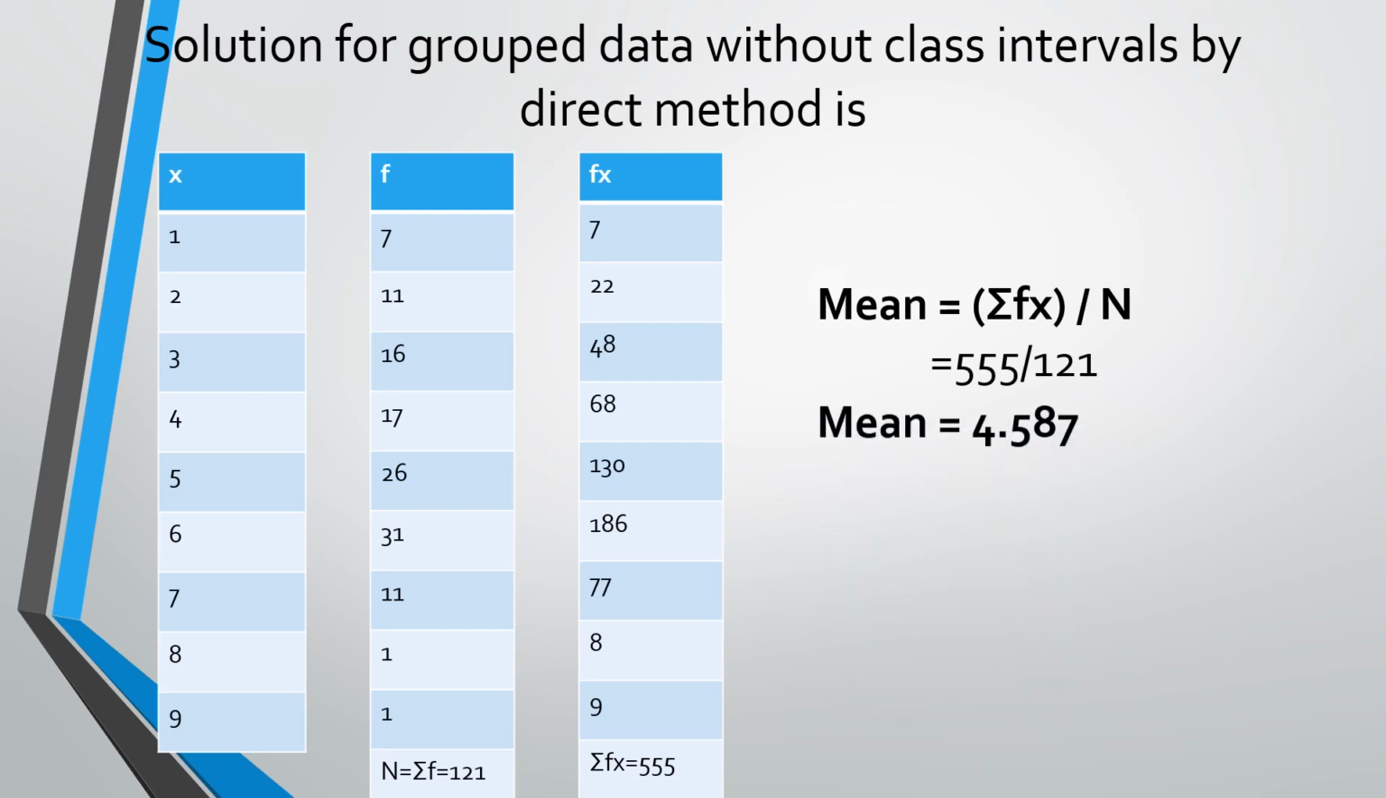So upon simplification, this will yield the value as 4.587. So we get 4.5867, which is rounded off to 3 digits. For that purpose, it is 4.587. Therefore, mean is equal to 4.587 for the given problem, which has been done by using the direct method in case of ungrouped data.